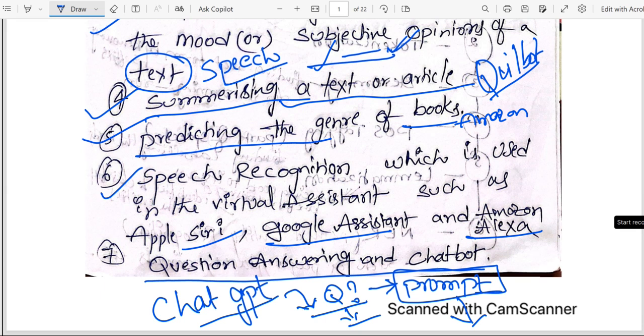So these are the best real-time examples of NLP systems.